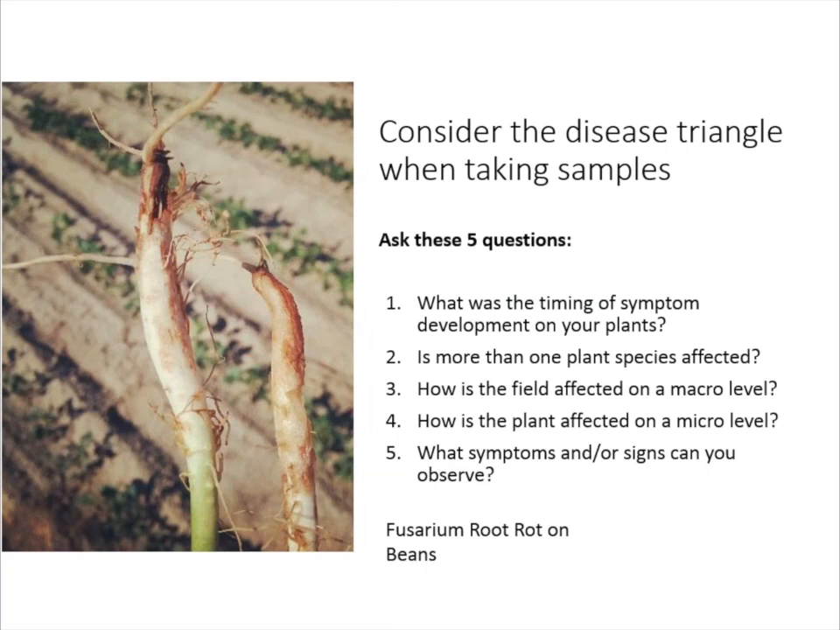You'll want to look at how the plant is affected on a micro level. So if you look at the plant, do symptoms appear on newer or older growth? If you have a nutrient deficiency, this tells you a lot. Is this a mobile nutrient or an immobile nutrient deficiency that you're seeing? And the 5th question is, what symptoms or signs can you observe? So what is the actual thing that you're seeing that looks abnormal on your plants?